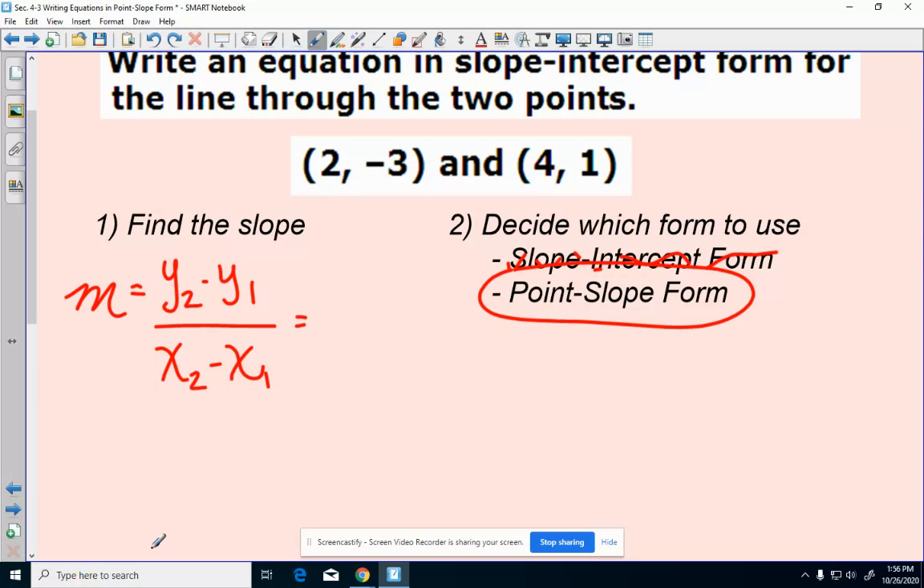Now, if you recall from Friday when we were given 2 ordered pairs, we had to choose one to be a part of our work. The same would be true here. You got to make a decision. Do you want to use the 2 and -3, or do you want to use the 4 and the 1?